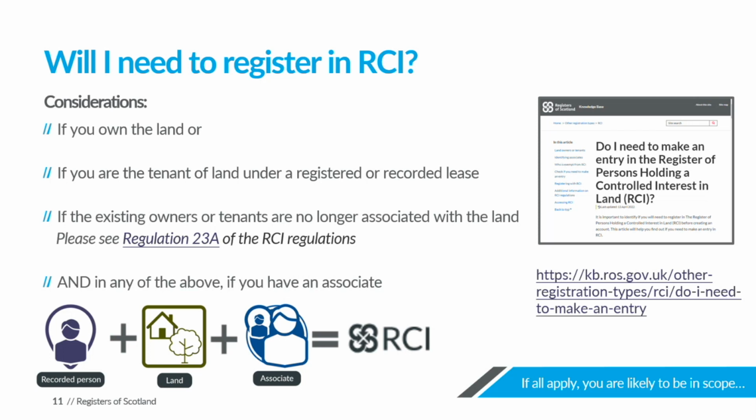In either of those scenarios, if there is a person not named on the title, but who has controlling interest on the land, which I'll come to, then the owner, tenant, will be the recorded person, and the person with controlling interest will be the associate.